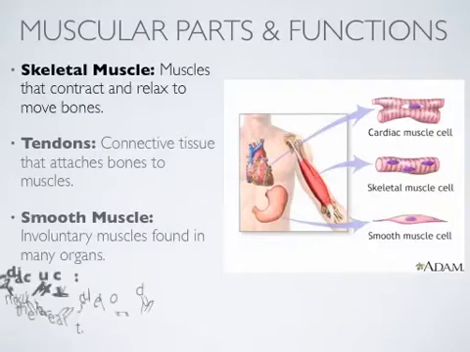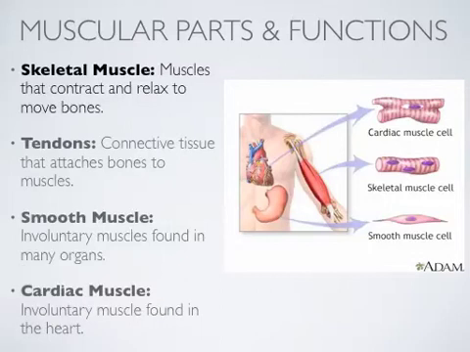The third type of muscle is called cardiac muscle, and anytime you hear the word cardiac, you should think heart. This muscle is also involuntary, which, as you can imagine, is a very good thing because you don't want to have to be thinking about your heart beating, so that just automatically happens. And cardiac muscle, again, the only place that it's found is the heart.